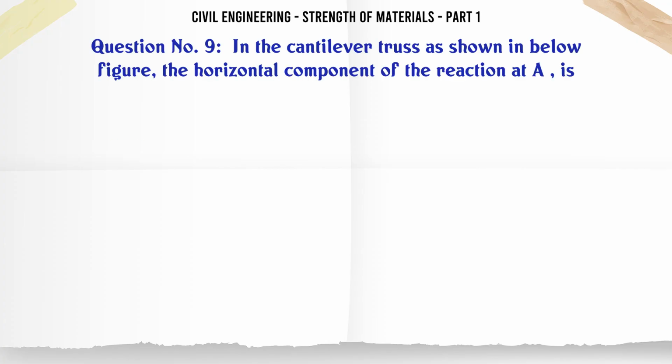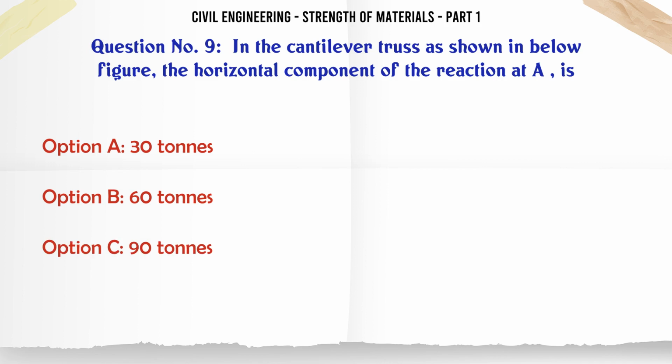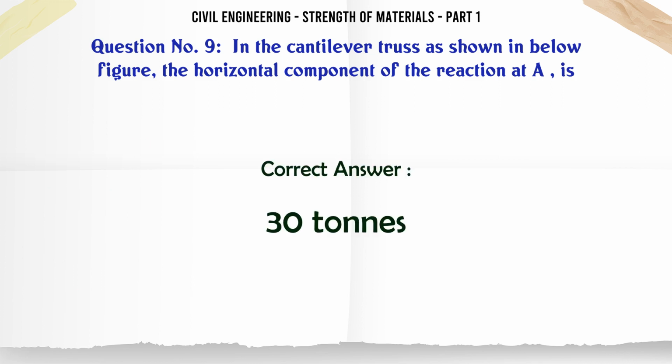In the cantilever truss as shown in the figure below, the horizontal component of the reaction at A is: (a) 30 tons, (b) 60 tons, (c) 90 tons, (d) 120 tons. The correct answer is 30 tons.